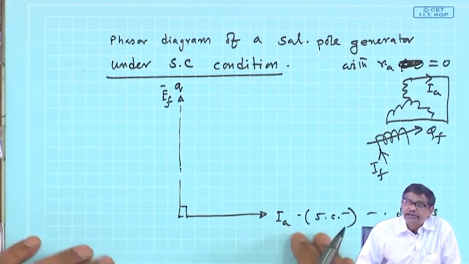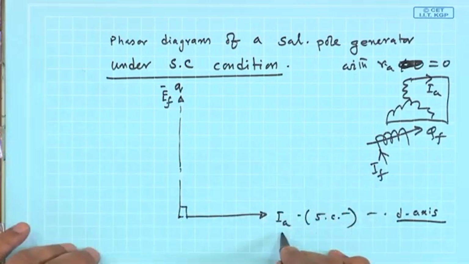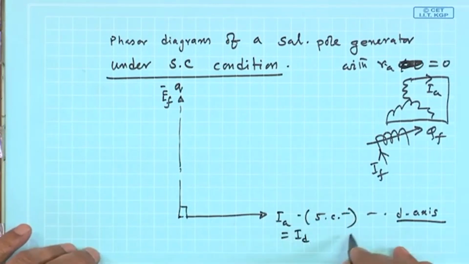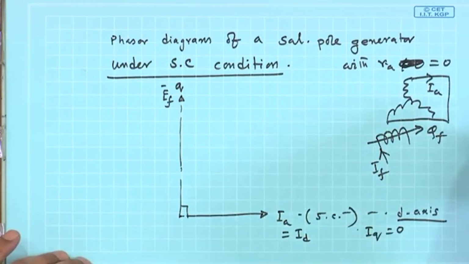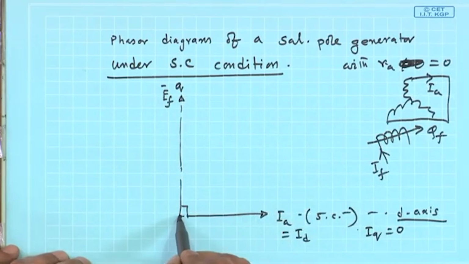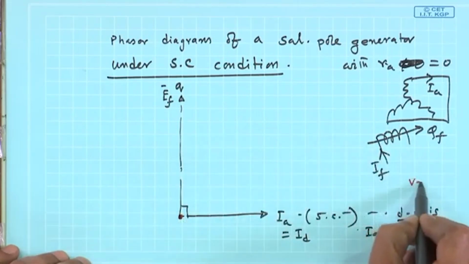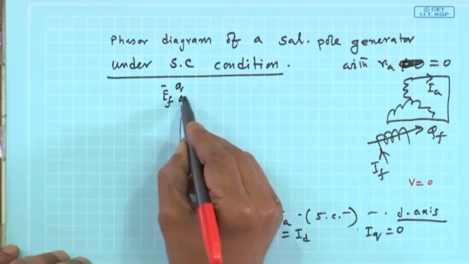Therefore, this short circuit current will be along the d axis. So, the q axis component is zero, so this itself is equal to I d, with I q equal to 0. Then you see everything is fine. The terminal voltage is 0. So, V equal to 0 plus j I d X d will be only this much.